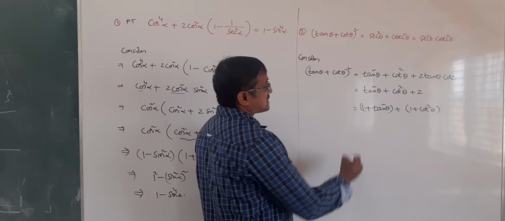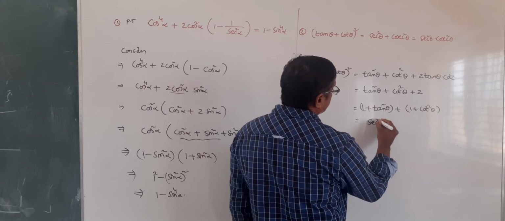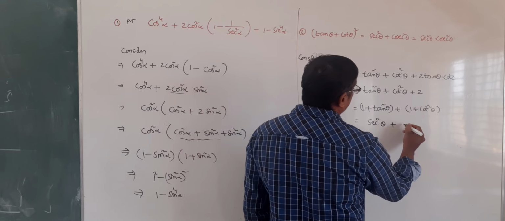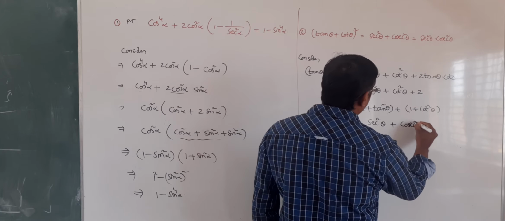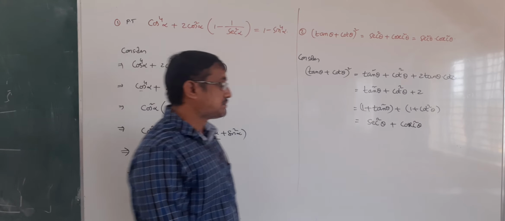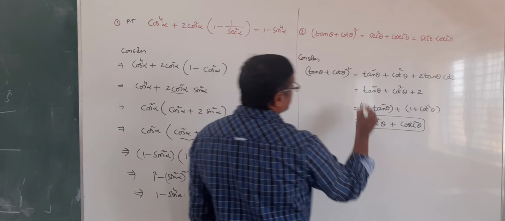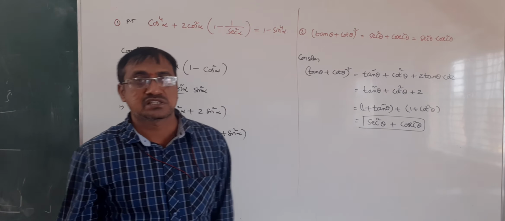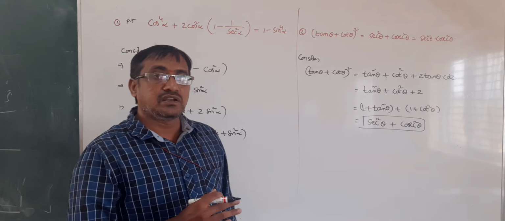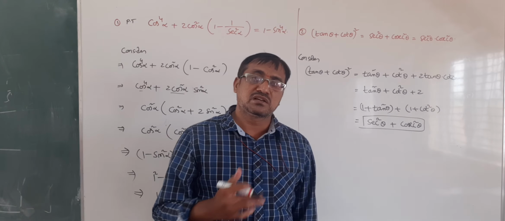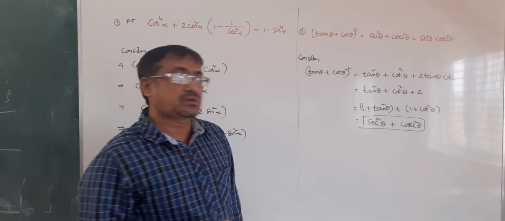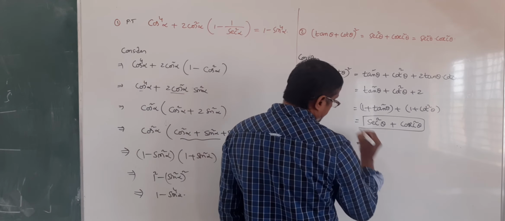Now 1 plus tan square theta can be written as secant square theta, and 1 plus cot square theta can be written as cosecant square theta. That is the first one. Now again you need to show that secant square theta plus cosecant square theta is equal to secant square theta into cosecant square theta.